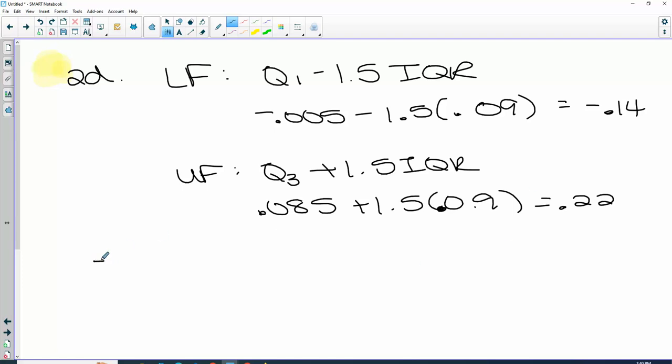So for our outliers, look back at that original set at the beginning of number 2. Is there any number smaller than negative 0.14? No. Is there any number bigger than positive 0.22? And that was the 0.29. So that's why it's an outlier. If you're smaller than the lower fence or bigger than the upper fence, it's an outlier. Is that okay?